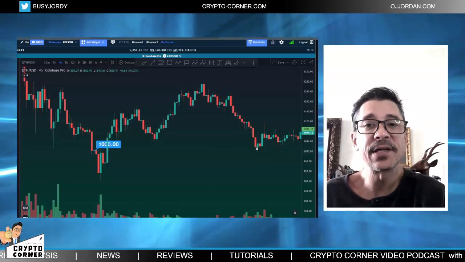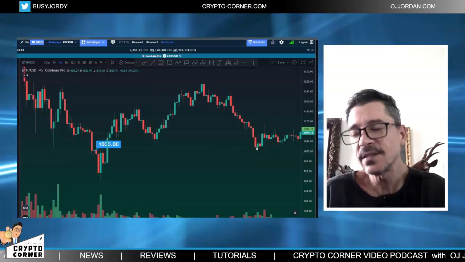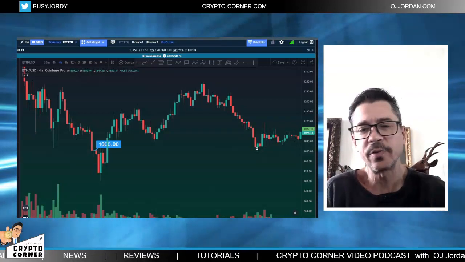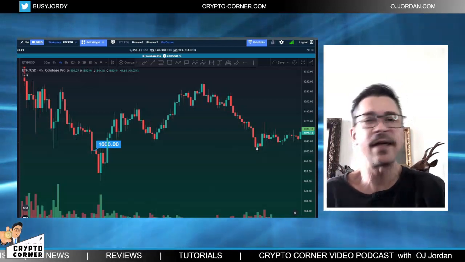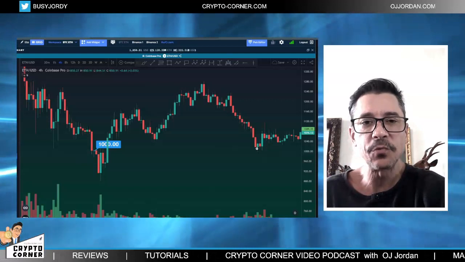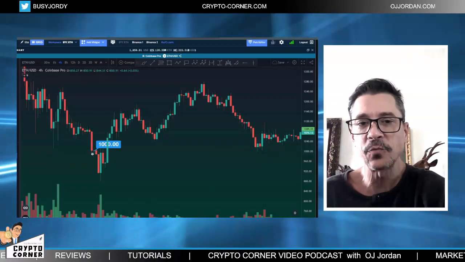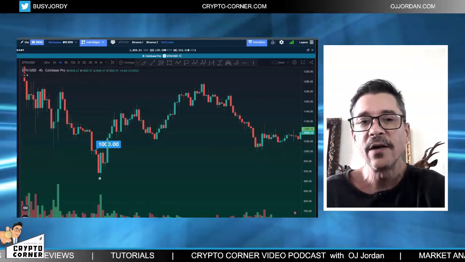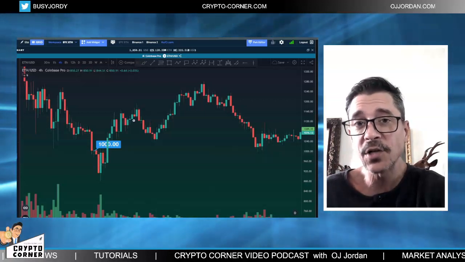So this is how you can catch a bottom. Not necessarily catch a bottom, of course. Nobody can catch a bottom perfectly. Every now and then it happens by chance. But a lot of the times we are actually waiting for a confirmation. We're waiting for the bottom to form, for the price to start recovering, to start going upwards.